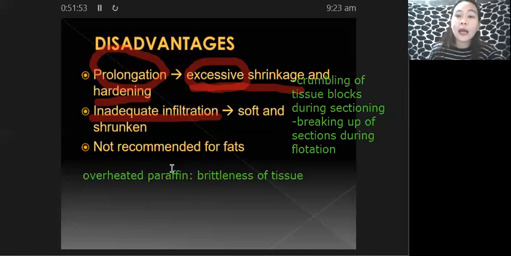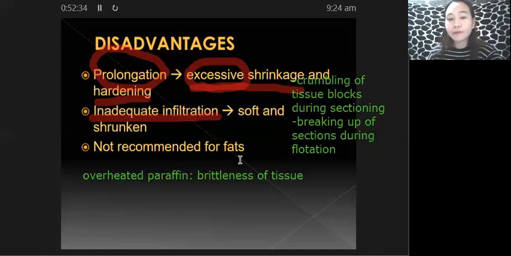All right. So another disadvantage of your paraffin processing is that it is not recommended for fats. This is not really due to your paraffin wax itself, but due to the fact that in paraffin processing, you need to make use of alcohol for dehydration, and then xylene for clearing. Remember that these two reagents are not recommended for fats or lipids because they dissolve or remove the fats or lipids which are supposed to be present in your tissue sample.